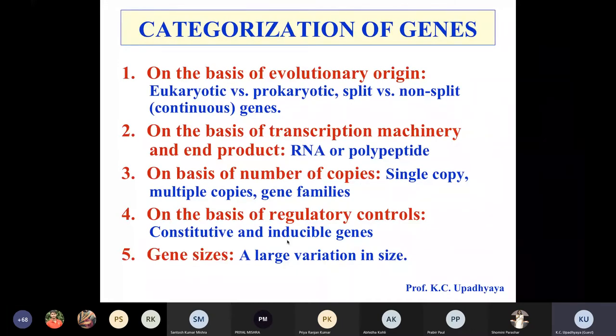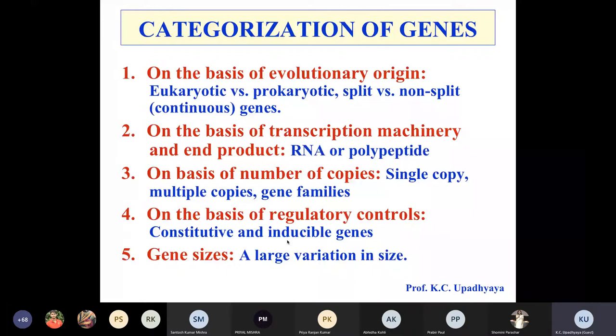On the basis of number of copies of genes, we have single copy genes, multiple copies of the genes present, gene families, we'll discuss these individually. Or on the case of regulatory controls, certain regulatory controls mean functionality of particular genes, and that's where the regulatory controls are involved. There are genes whose gene product is required all the time, we call them constitutive, or required at certain developmental times, or they are induced, we'll come back to the hormonal or something, they are inducible genes. And then sizes, of course, vary.